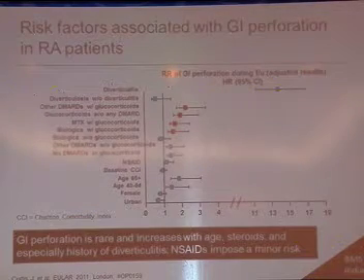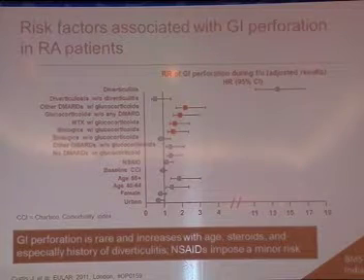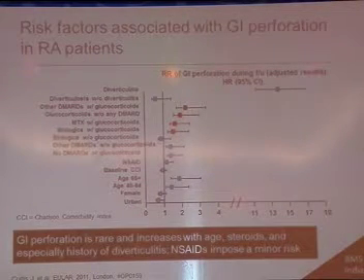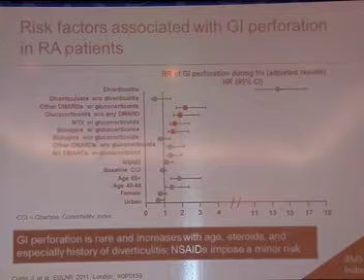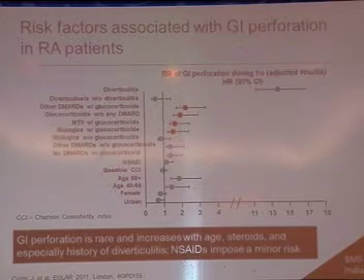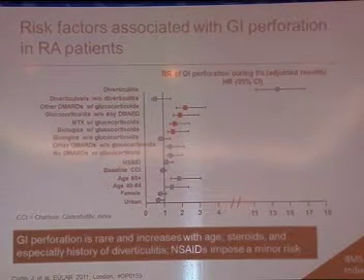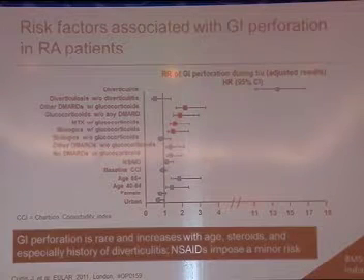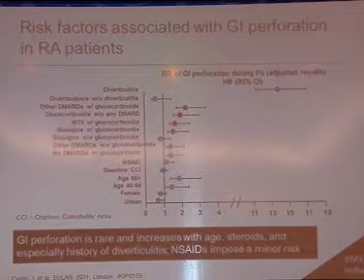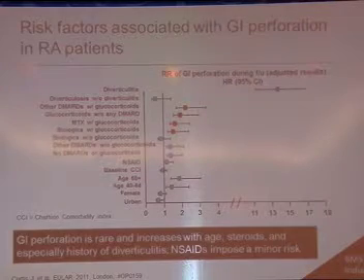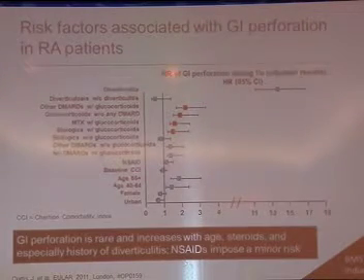Risk factors, and then one of the major misconceptions is about GI perforation. Now it is very clear that GI perforation is rare and increases with age, steroids, and especially a history of diverticulitis. But NSAIDs, which we are blaming, impose only a very minor risk for GI bleeds.